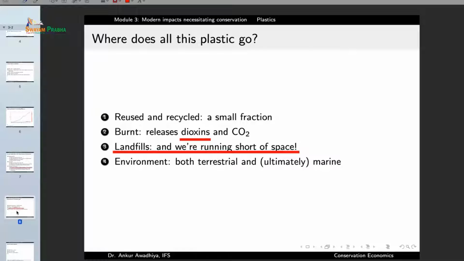Now, if it is a light material, it also means that it is going to occupy much greater volume as compared to a denser material. So landfills quickly get filled up with plastics. So what happens? You are only reusing and recycling a very small fraction of plastics. When plastics are burned, they release dioxin, so burning is not a good option. Landfills are an option, but then we are running out of landfills.